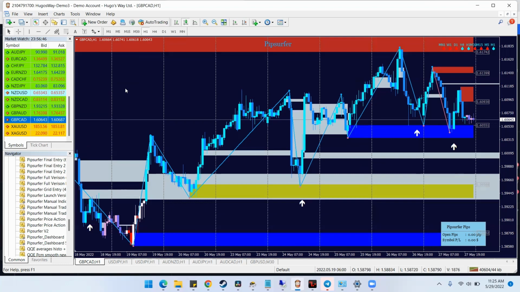For example, you have a 2-to-1 reward to risk, meaning for every dollar that you're risking, you're looking to make $2. With that type of reward to risk, you don't have to be 90, 95% accurate to be profitable. You can win with much less accuracy because you have great risk management. But this is the entire Pipsurfer indicator.